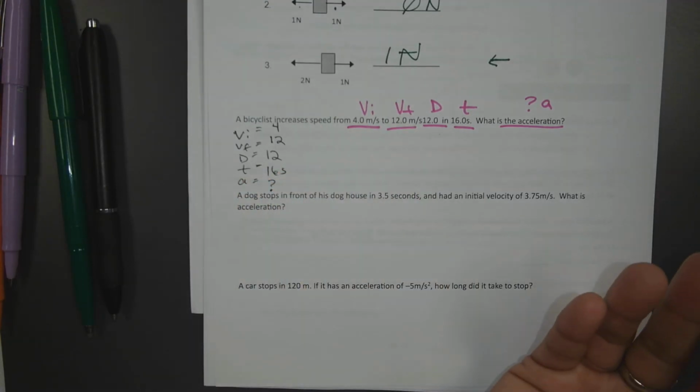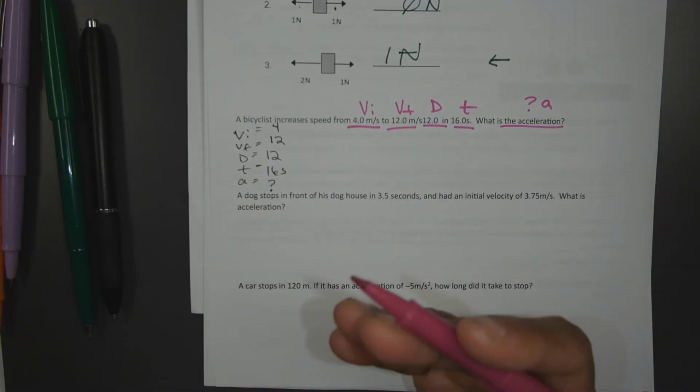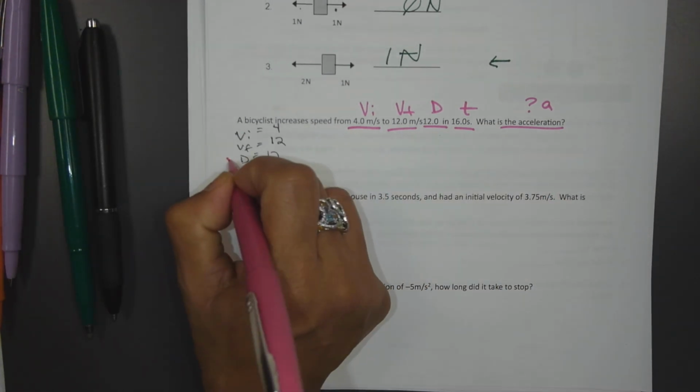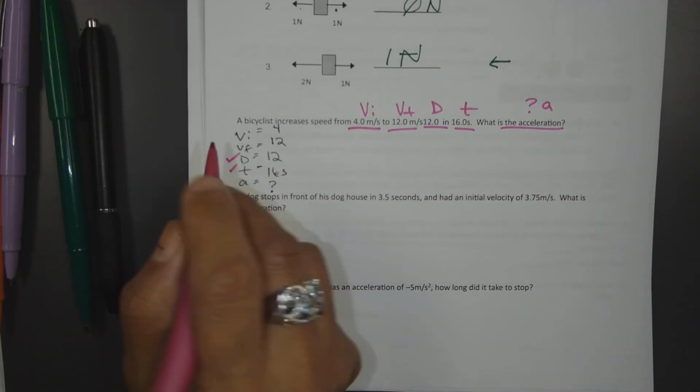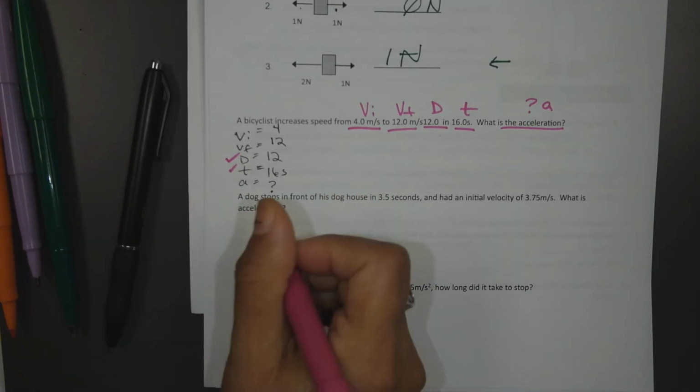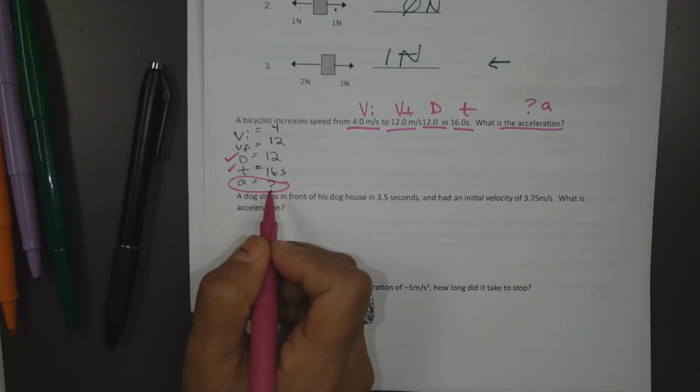Rarely do I get 4 out of the 5. Traditionally, I get 3 out of the 5. But in this situation, was distance ever used? Yes. Was T ever used? Absolutely it was. It was given to me as 16 seconds. But the question here says, well, what is my acceleration?